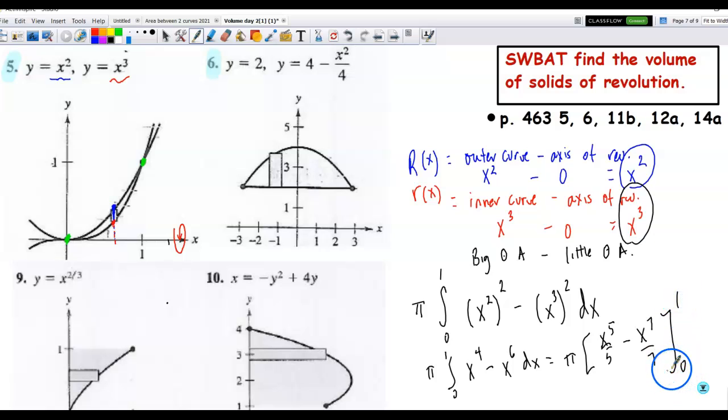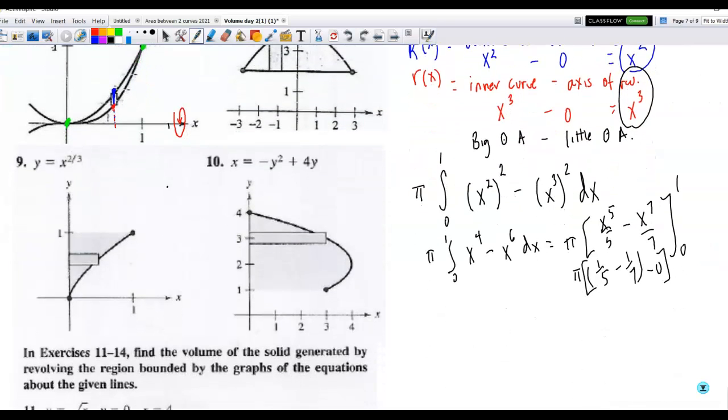Always be thankful for zeros. So when we substitute, we'll get pi times 1/5 minus 1/7 minus 0, because when we substitute 0, we'll get 0 in both terms. Common denominator will be 35. So I have pi times 1 over 35, that'll be 7 minus 5, which will give me 2 pi over 35 for the volume of that region. So that one I decided to work out all the way through.